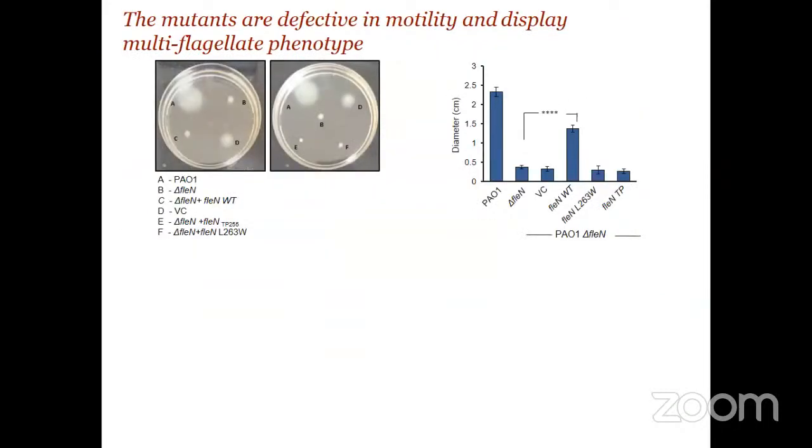Next, we wanted to validate the same interface in vivo. We performed motility assays. This is in a soft agar plate. This is the motility zone. We are measuring the diameter of this zone and plotting it here. This is wild type bacteria. This is delta FLEN. If there's no FLEN, there is no motility. Then we complement it. So this is the vector control. And when you complement, the motility is restored. And when you complement with either the truncated protein or just the single amino acid change of leucine to tryptophan, motility is not restored. So therefore, these are defective even in vivo.